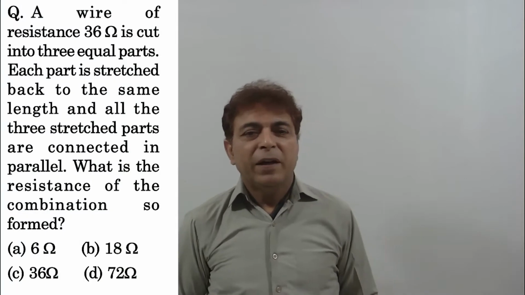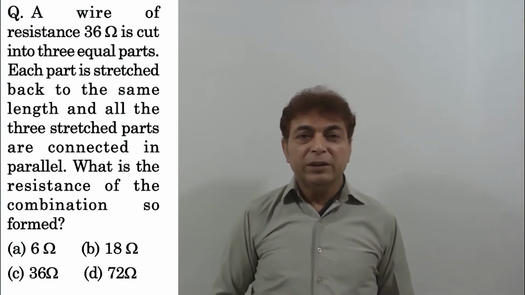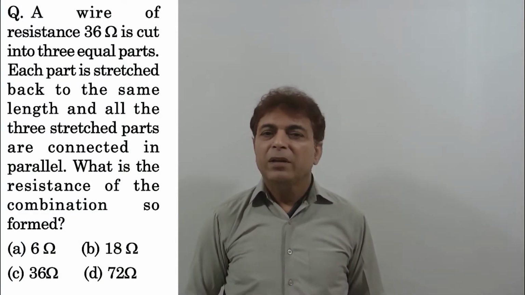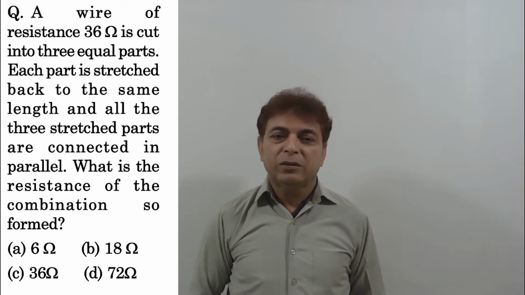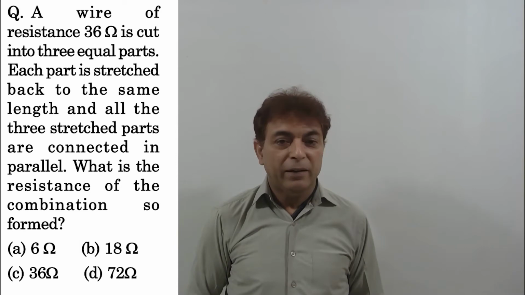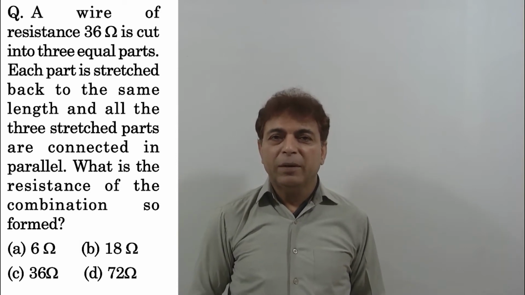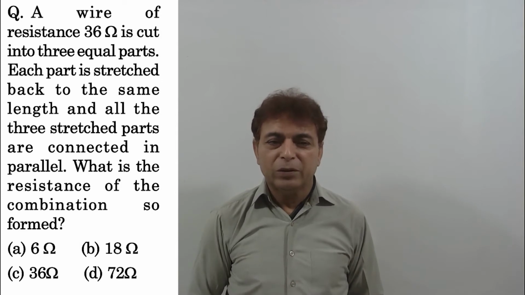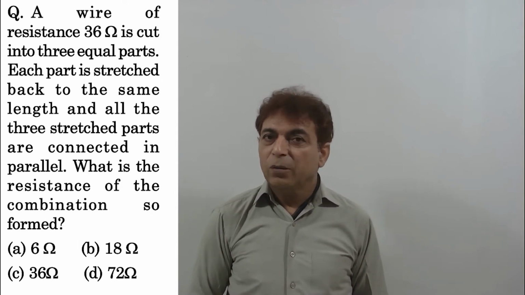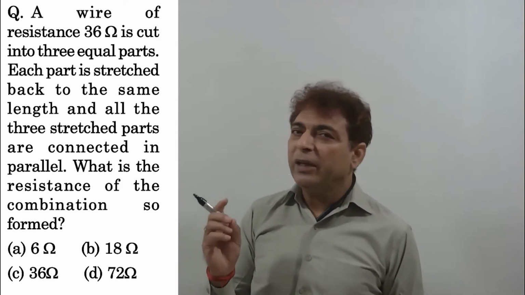ध्यान दिया जाए। The question says: a wire of resistance 36 ohm is cut into three equal parts. Each part is stretched back to the same length and all the three stretched parts are connected in parallel. What's the resistance of the combination so formed? चार आंसर्स दिए हुए हैं: 6 ओम, 18 ओम, 36 ओम, 72 ओम। क्वेश्चन एक बार समझते हैं and I'll give you a direct answer.